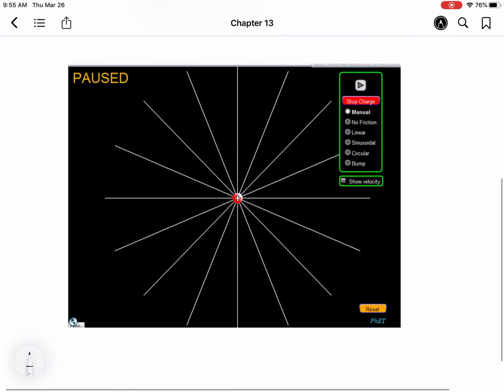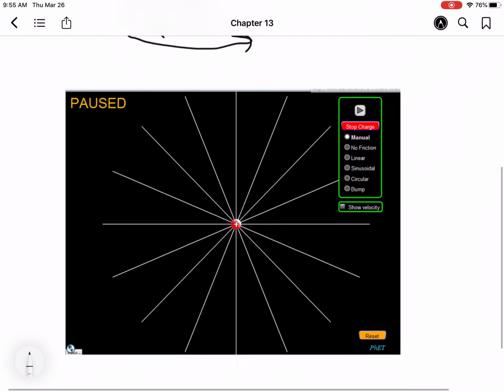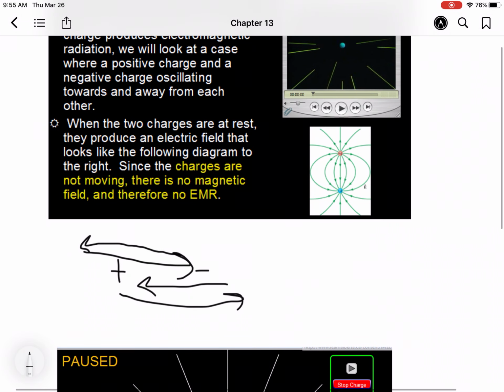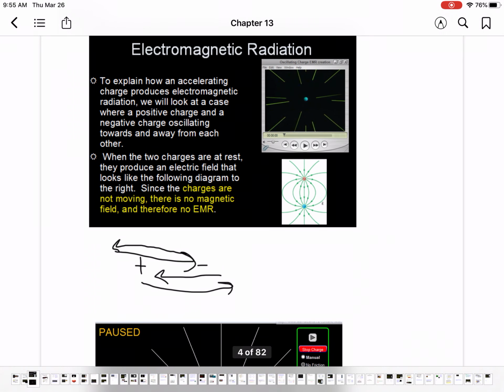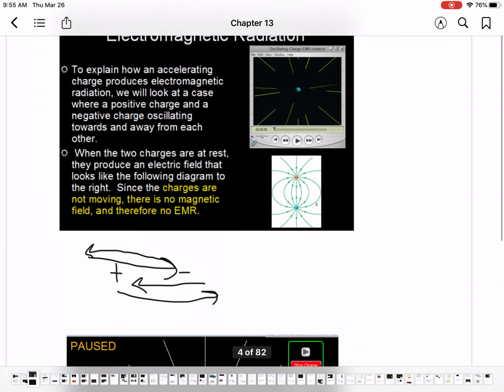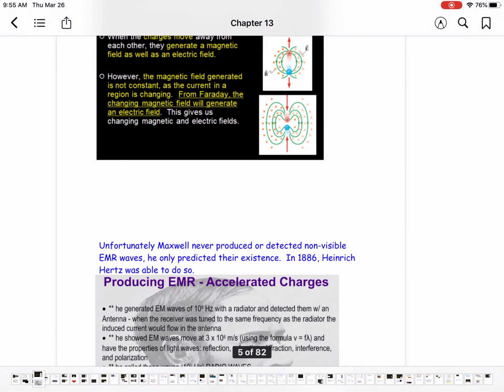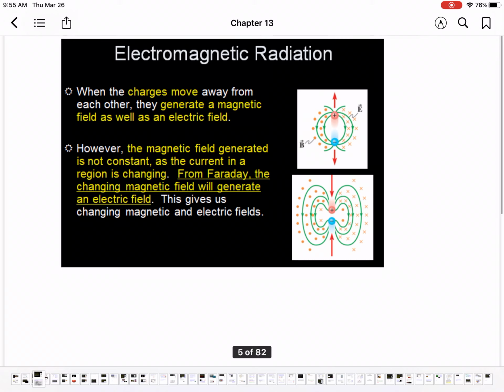All right, I tried to use this. It doesn't work. Okay, but basically when you do that, you get this magnetic, electric, magnetic, electric interference back and forth, okay? When the charges stop moving, there's no magnetic field, therefore no EMR. So the charges are actually always kind of moving in a way. When the charges move away from each other, they generate a magnetic field as well as an electric field. Okay, however, the magnetic field generated is not constant as the current in the region is changing.